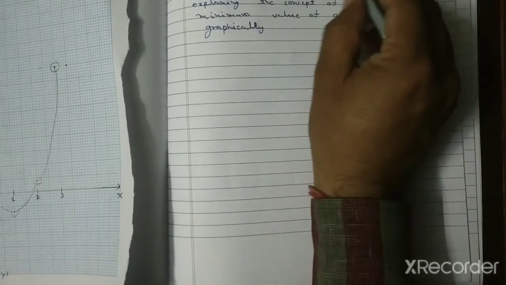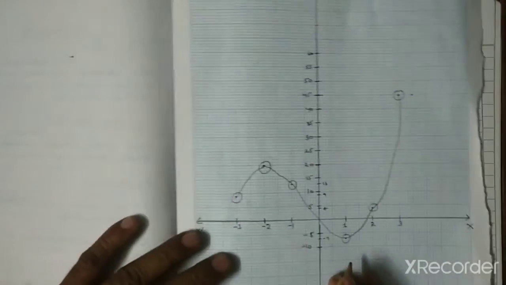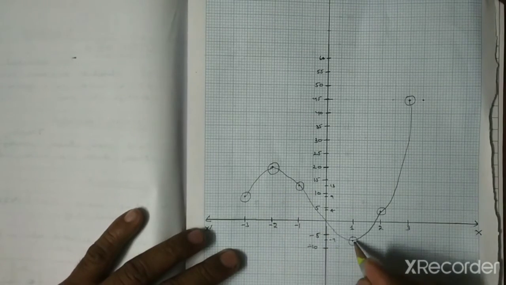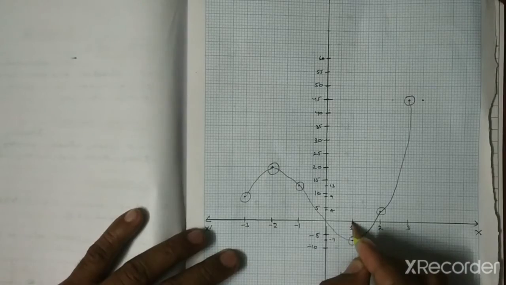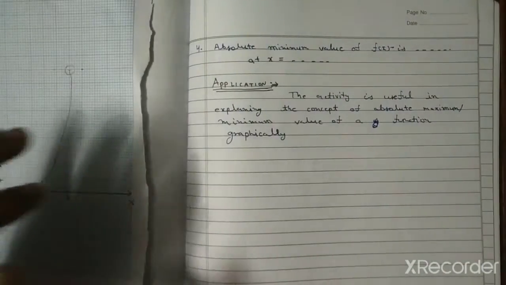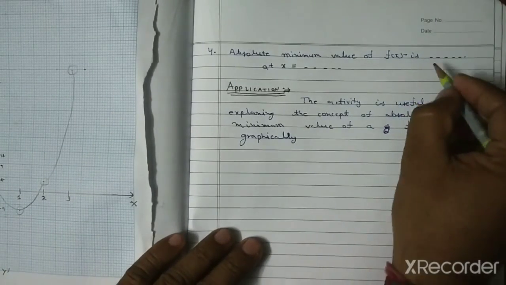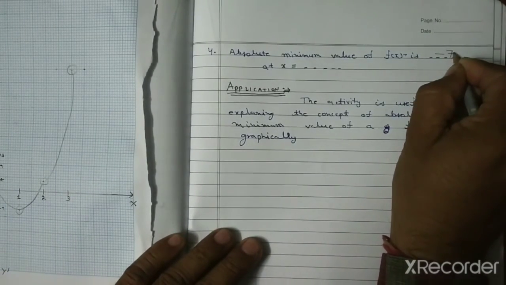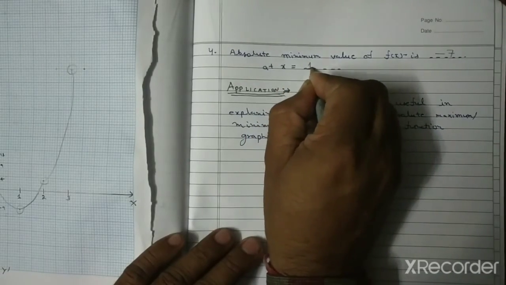Similarly, now the absolute minimum value of f(x) is, means this is the graph, the minimum value is this one, and that is -7 at x equals 1. So the absolute minimum value of f(x) is -7 at x equals 1.